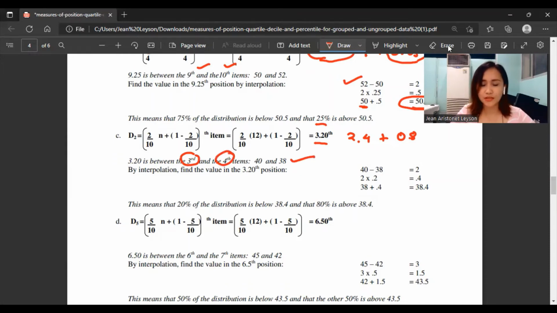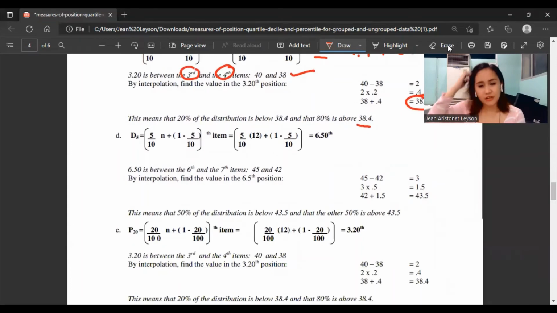So interpolate, subtract 40 minus 38, that's 2. Multiply with the decimal, that's 2 times 0.20, that's 0.4. Then add to the lower number, so 38 plus 0.4, it's 38.4. So meaning 20% of the distribution is below 38.4, 80% is above 38.4. The second decile is in the 3.20th position, or simply 38.4.